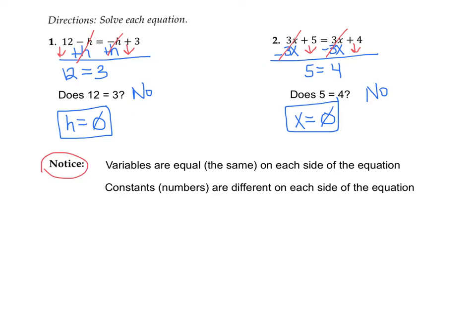These are our two characteristics when dealing with a null set. Your variables are equal on each side of the equation, but your constants, your numbers, are different on each side of the equation. When this happens, your answer is always no solution, which you can also write as the symbol, a zero with a slash in it.